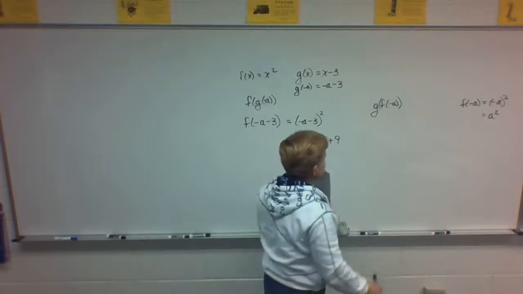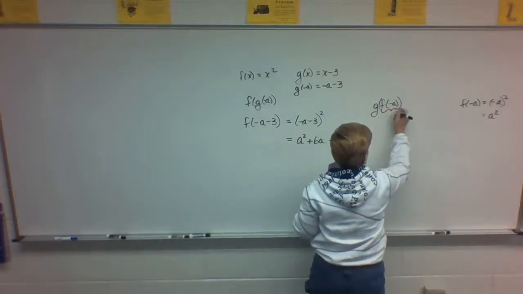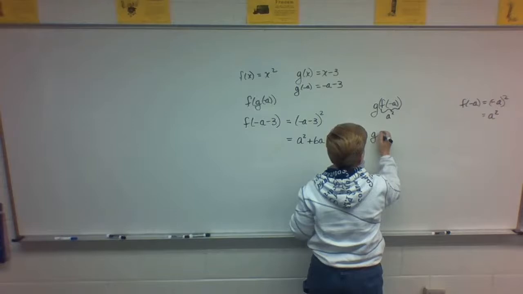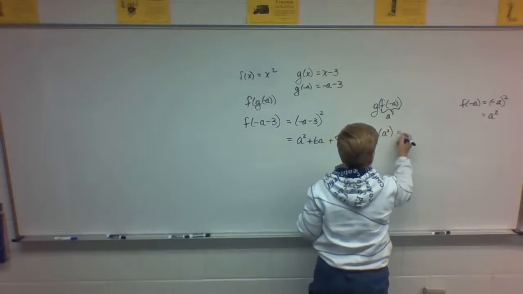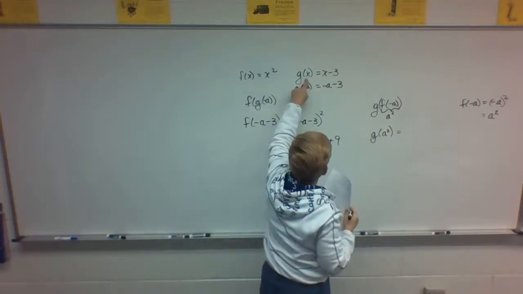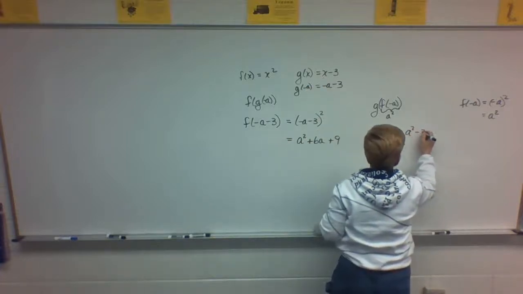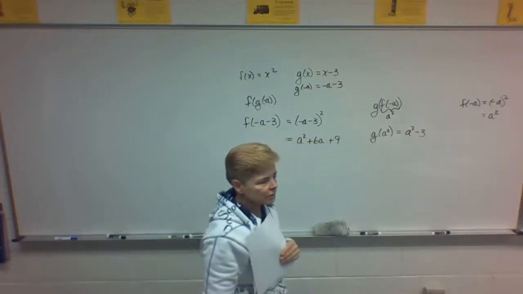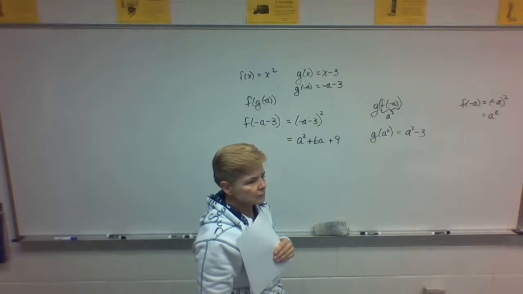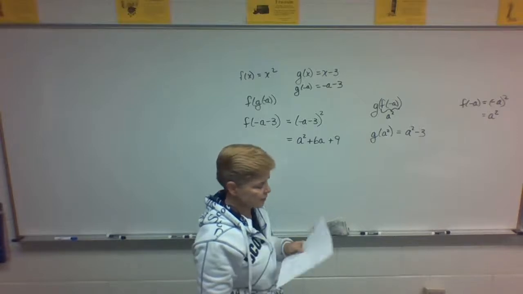Following that? So this turned out to be just a squared. So I need to do g of a squared. So I go up here to g and replace the x's with a squared, and I get a squared minus 3. And you can't do anything with that. That's as good as it gets. You do the math as you go along. Simplify things as you run.